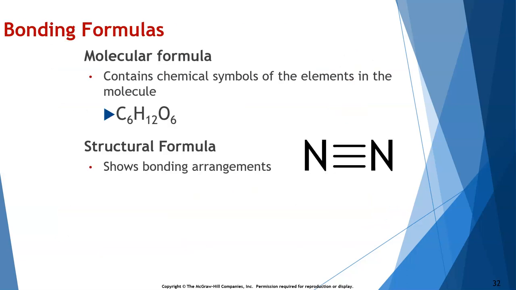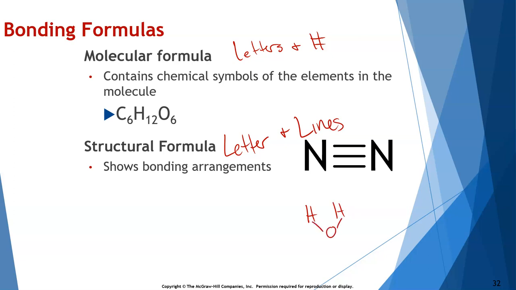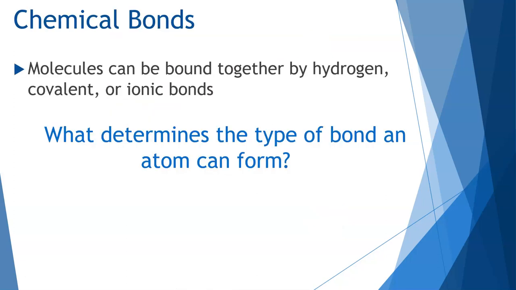So again, we just talked about a molecular formula, which is letters and numbers, while a structural formula shows how atoms are bound together. That's actually going to be a combination of letters and lines. So if you see anything with a line in it, something like H2O, you have a line showing that those 2 H's are bound to the oxygen in that way. That's going to be a structural formula because you have the letters and the lines, as compared to a molecular formula, which is the letters and the numbers. Letters and numbers. So a chemical bond is going to be how our molecules are held together, and they're going to be held together by either a hydrogen bond, a covalent bond, or an ionic bond.